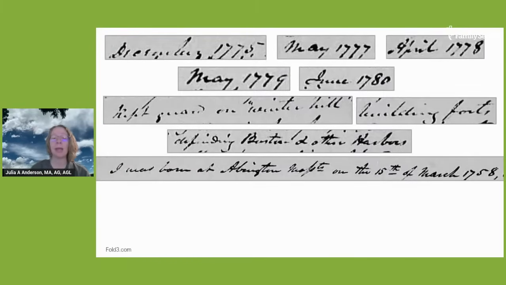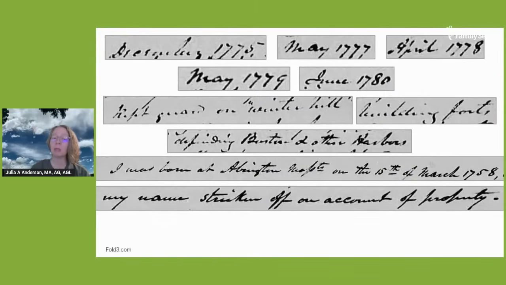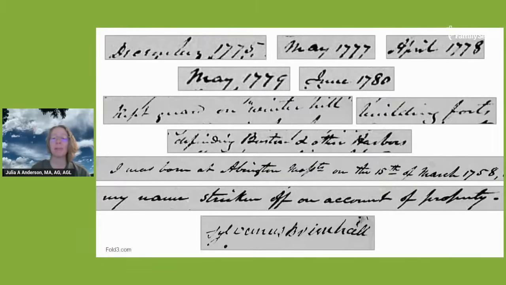"I was born at Abington, Massachusetts on the 15th of March, 1758. I now live at Hardwick and have lived there and at Barr nearly all of the time since the Revolutionary War." He also stated that he applied for and received a pension under the Act of 1818, but his name was stricken off on account of property. Now that means he had too much property to receive a pension. At the very bottom of the deposition, Sylvanus signed his name.